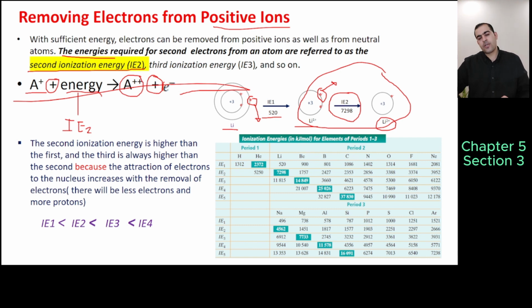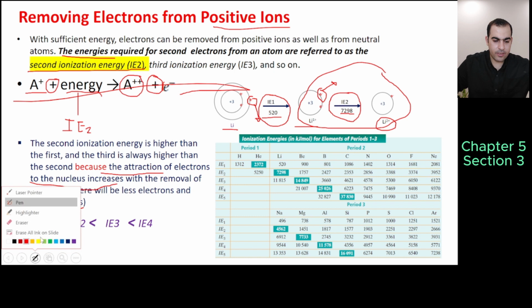Is the energy we need to remove the second electron more than the energy we need to remove the first electron? Yes. Look at here. For lithium atom, if we want to remove one electron, we need 520 kilojoules. But for removing the second electron, we need higher energy, 7,298. Why? Because the attraction of electrons to the nucleus increases with the removal of electrons. There will be fewer electrons and more protons.